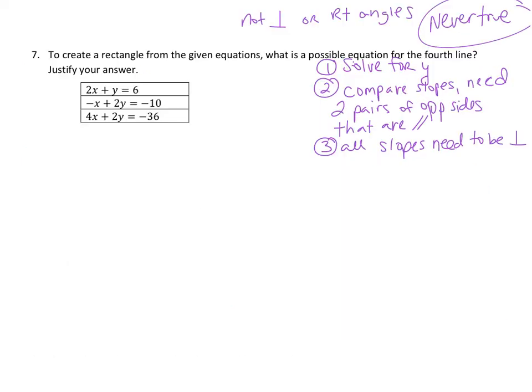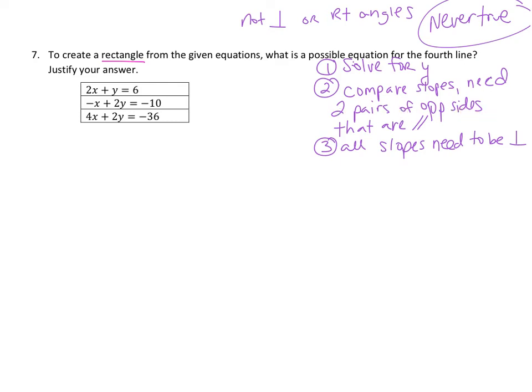Now for number 7, to create a rectangle from our 3 given equations, we are missing one of them. And what I want you to find is a possible equation for the 4th line. So what you have to think of is we need to know that the lines are perpendicular to each other for it to be a rectangle. To compare our 3 lines that we have so far, we need to first solve for y so that we can look at what the slopes are. Once we know what the slopes are, we can then compare them and see which slope we are missing, because we need 2 pairs of opposite sides that are parallel to each other.